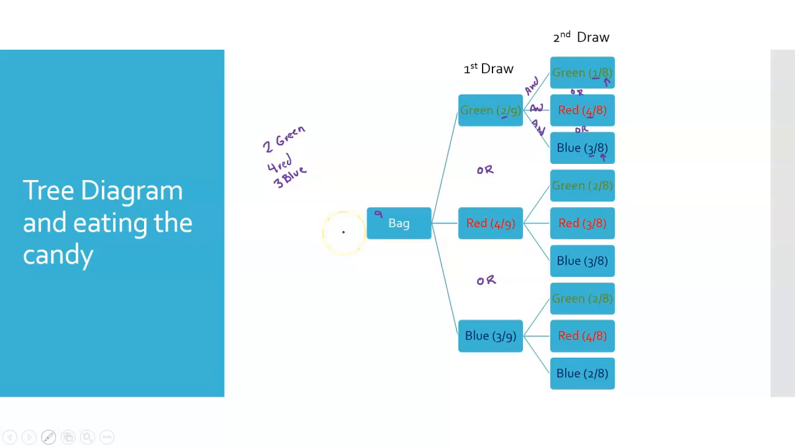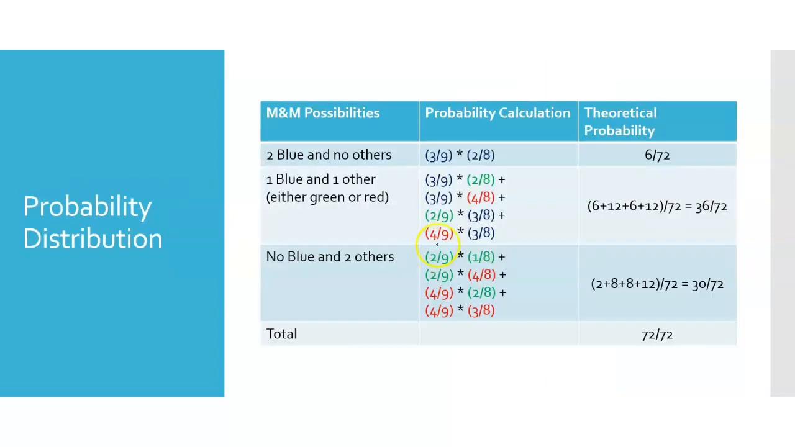All right. So now we want to make that probability distribution. Remember, we wanted a probability of blue M&Ms. So we either are going to have 2 blue M&Ms and nothing else. We're going to have 1 blue M&M and 1 other. It's either going to be red or green. Or we're going to have no blue M&Ms, which means they're going to be the other colors. So they would either be green or red.